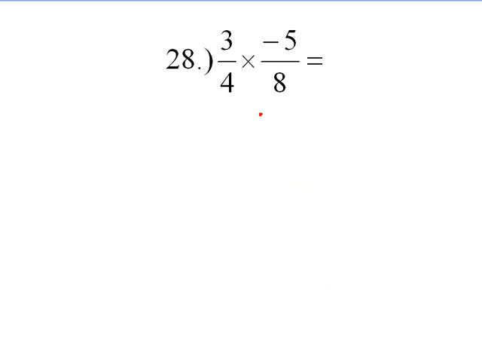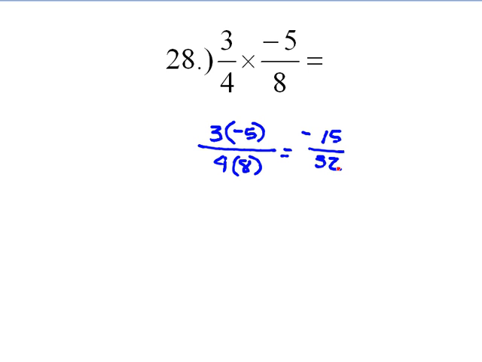Alright, here's an example of multiplying fractions. In this case, we do not need to worry about least common denominator. We can simply multiply across. So we have 3 times a negative 5 over 4 times 8 should give us negative 15 over 32. I think you're getting the idea that multiplying fractions is much easier than adding and subtraction of fractions.